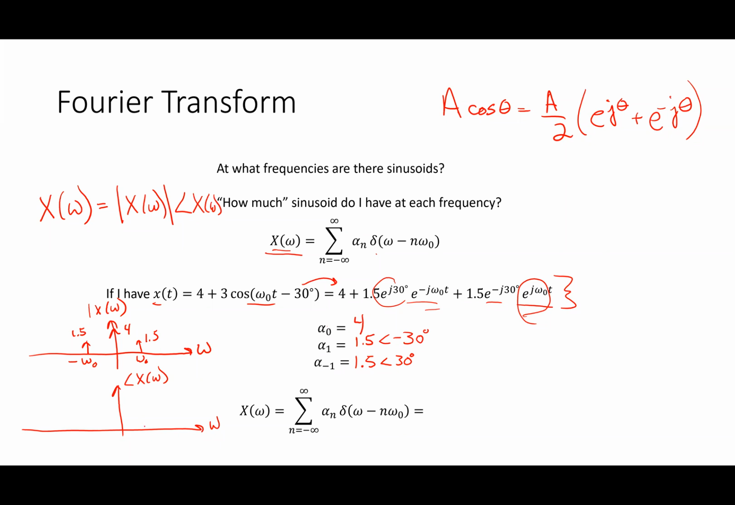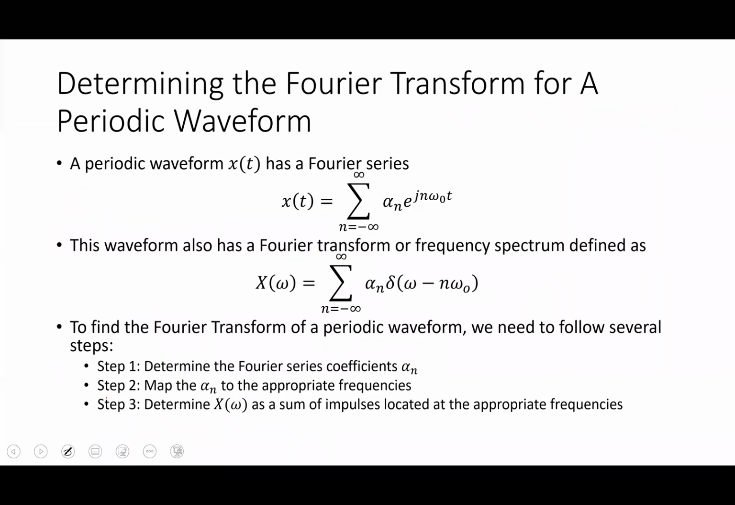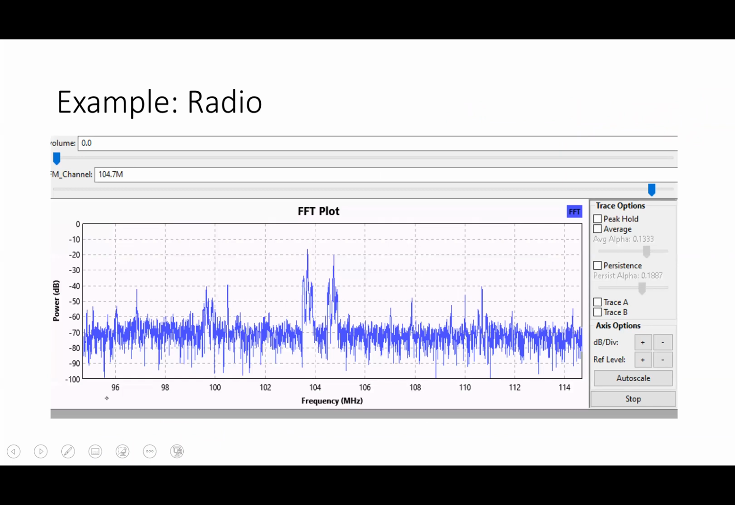So there's impulses again at omega naught and at negative omega naught. At omega naught, what do I label that impulse as? Minus 30. So this guy's going to go down to minus 30, and this guy at negative omega naught would go up to 30. Now, if you notice the picture I showed here, this is just the amplitude. Again, we'll talk about this unit next week, this dB unit.